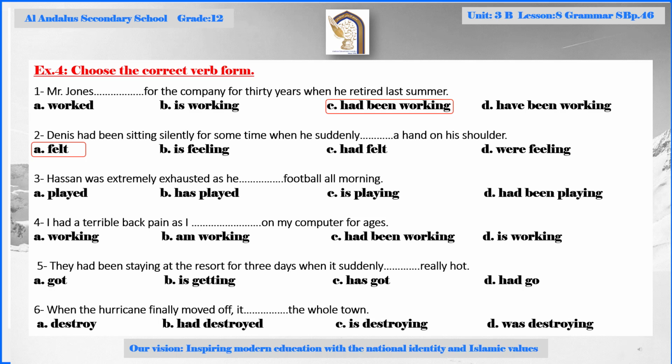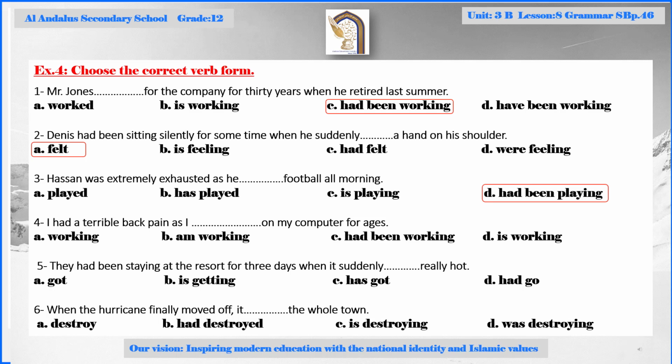Number 3. Hassan was extremely exhausted as he had been playing football all morning. Since we are trying to focus on the duration, the answer is fantastic: had been playing. So the whole sentence is: Hassan was extremely exhausted as he had been playing football all morning. That's a really fantastic answer.